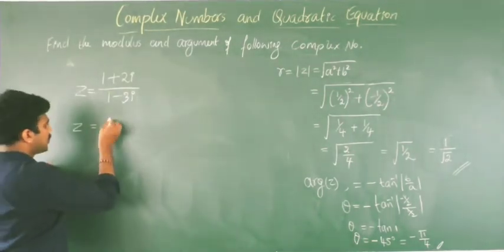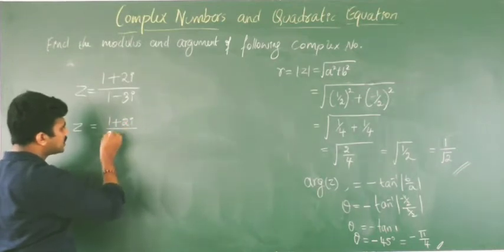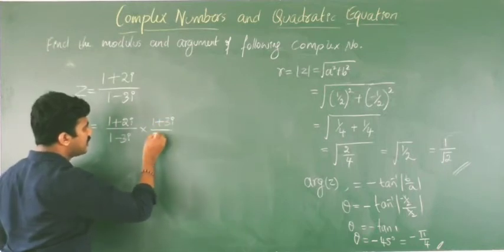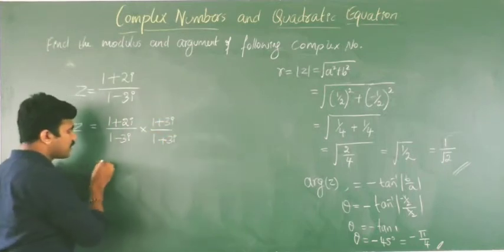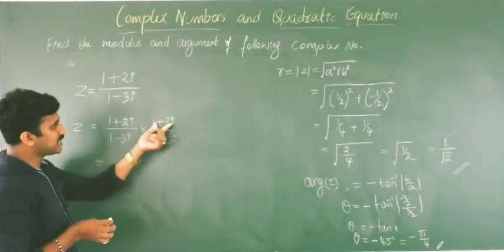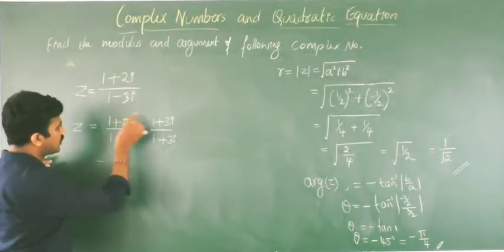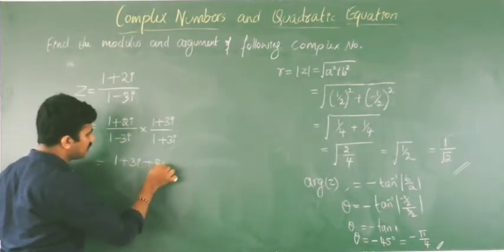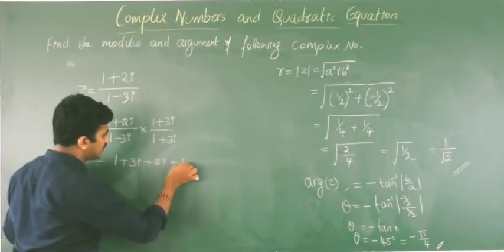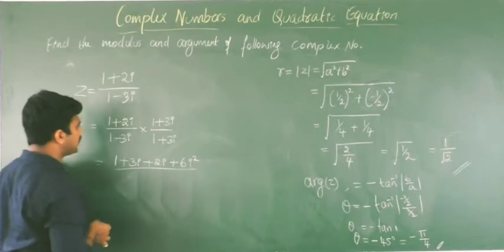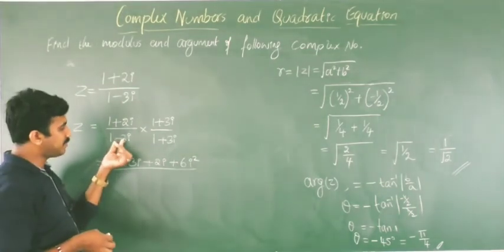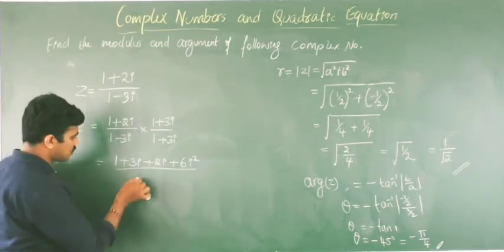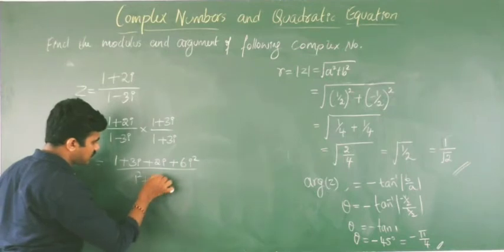See here. First, you have to multiply and divide by the conjugate of the denominator, that is 1 plus 3i divided by 1 plus 3i. Then what will we get here? Multiply the numerators. 1 into 1 is 1. 1 into 3i is 3i. 2i into 1 is 2i. 2i into 3i is 6i square, divided by a minus ib into a plus ib, that is a square plus b square, that is 1 square plus 3 square.